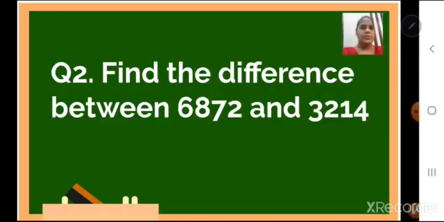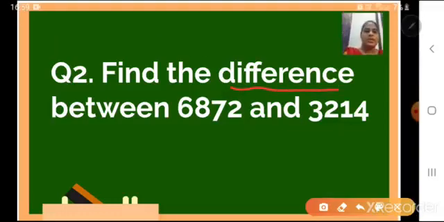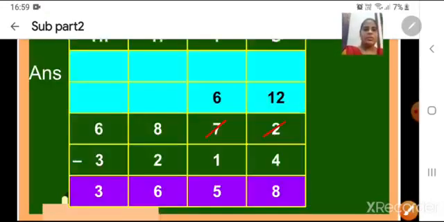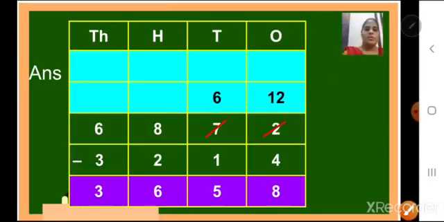Question number 2. Find the difference between 6,872 and 3,214. Now here they have given the question directly, we have to find the difference. The word difference means minus. Okay, so write down the question in a proper box, in the proper place, and then we are going to start from ones place to subtract.